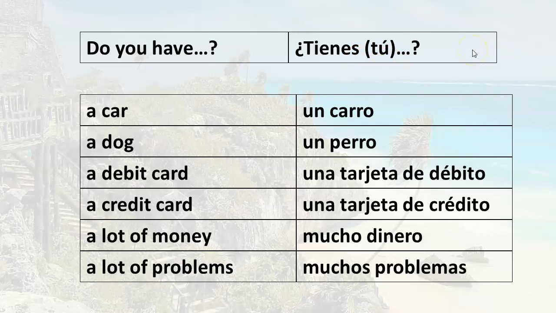So if I want to ask you, do you have a car? I would say, ¿tienes un carro? Notice there's a little bit more intensity with the word carro when I ask the question. ¿Tienes un carro? Rising intonation. Do you have a dog? ¿Tienes un perro?